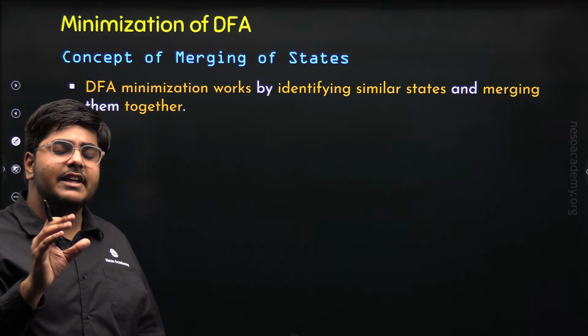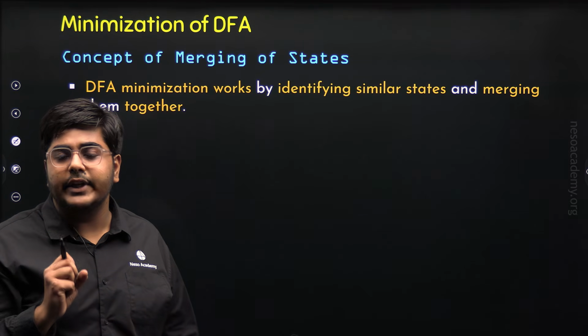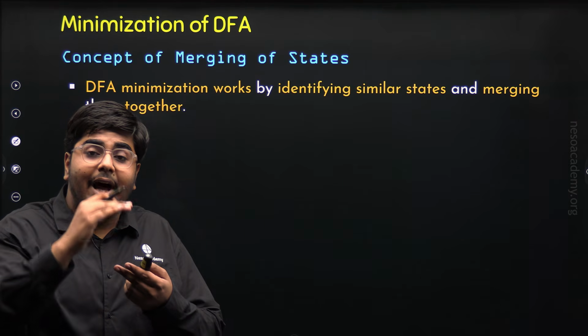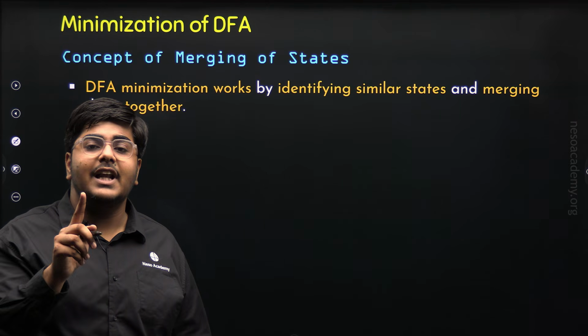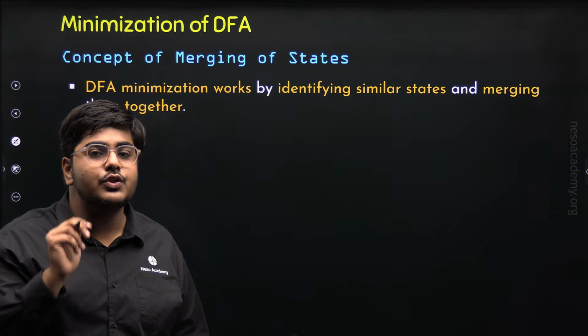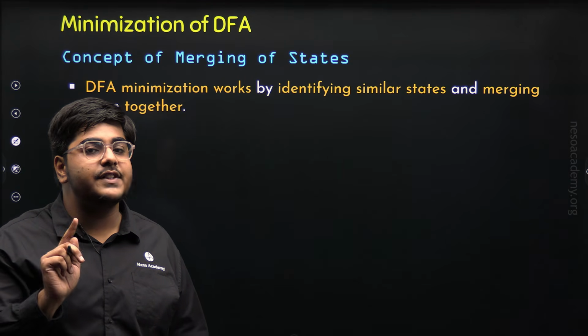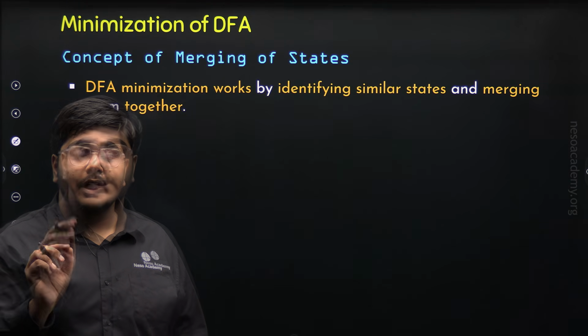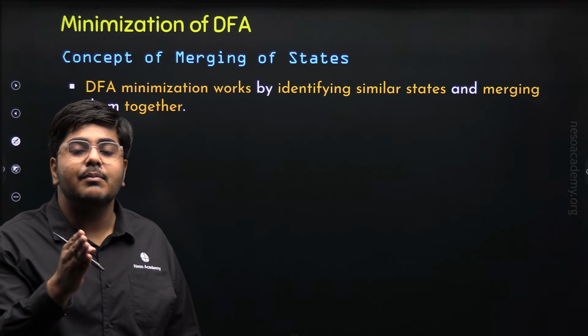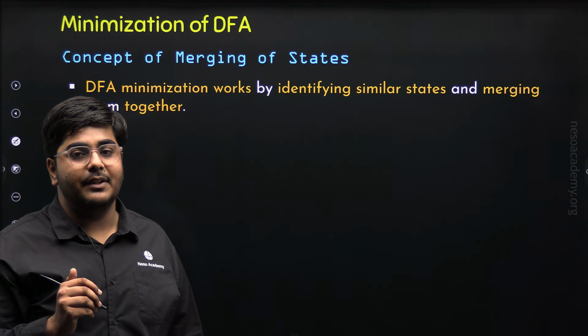Suppose there are 2 states that are similar to each other. When we combine those 2 states, we will have one single state in place of 2 states. So the total number of states will be reduced by 1. In this way, our DFA becomes minimized iteratively.